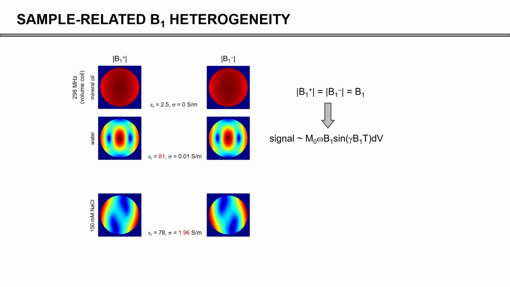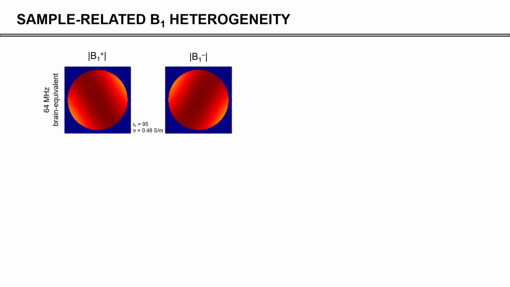Now, the sample is going to be conductive, and now you can see that, yeah, you're going to have a different distribution of heterogeneity. But more importantly, the distribution for the transmit B1, B1 plus, and the reception B1, B1 minus, are not the same anymore. And so now, if you want to calculate your signal, B1 plus is no longer equal to B1 minus, and you will need to use the full equation where the B1 plus and the B1 minus are separated out. Okay, continue a little bit more on this.